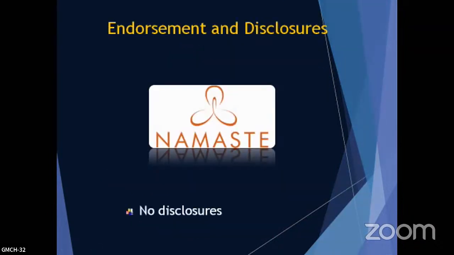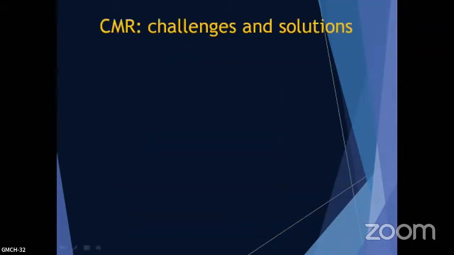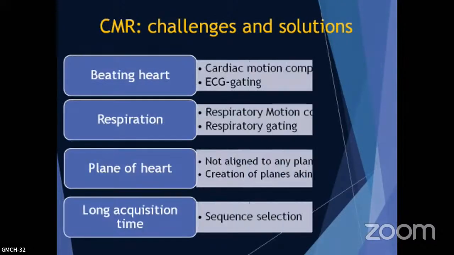I have no endorsements and disclosures. So what are the challenges and what are the various solutions? As we know, we are trying to image a beating heart in a moving cage.